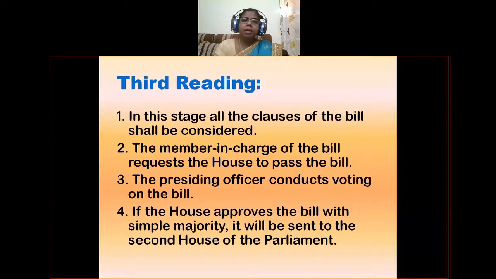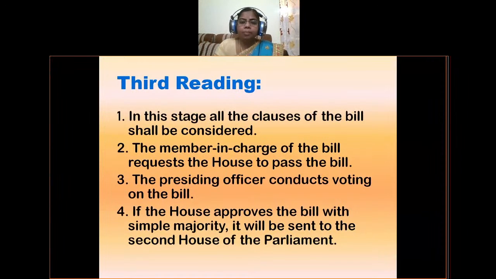Next, the member in charge of the bill requests the House to pass the bill. So the minister or the member in charge of the bill who introduced the bill will make the request. Then the presiding officer conducts voting on the bill. After the discussion is completed, if the house is Lok Sabha, the Speaker will allow voting, and if the house is Rajya Sabha, the Chairman will conduct voting on the bill.